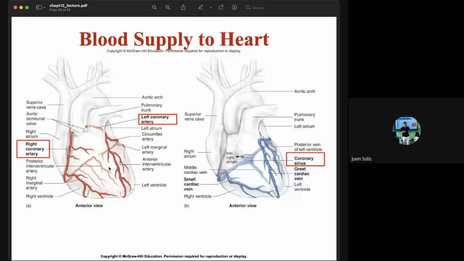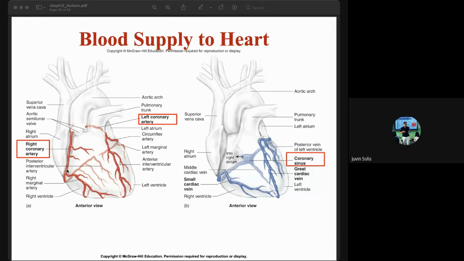So as you can see here, kapag red, there are your arteries, and then yung bluish, there are your veins. Okay, so as you can see here on the anterior view, we have your coronary arteries. So yung coronary arteries natin supply blood to your heart wall, and then originate from the base of the aorta, your aortic semilunar valve. So we have here your left coronary artery, and then meron din tayong right coronary artery.